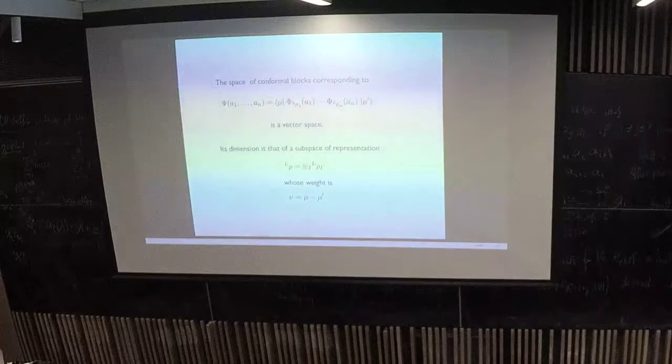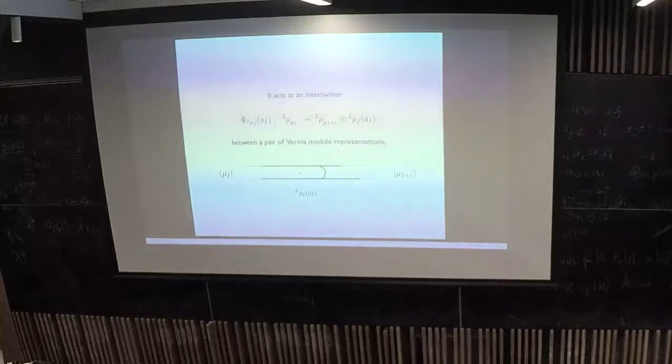So can I interrupt you again? What do you mean by intertwiners between these Verma modules? You really mean just morphisms of representations? Yes, morphisms of representations. But they are not many, right?